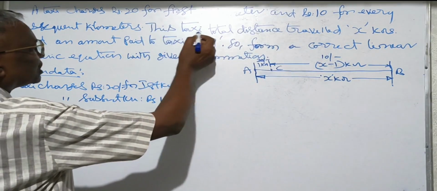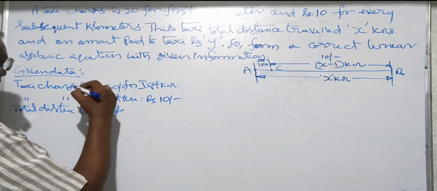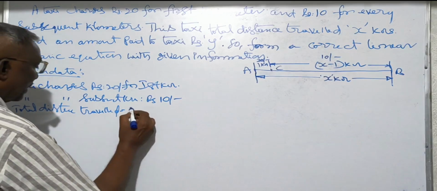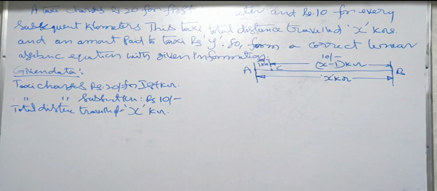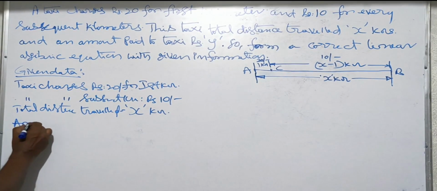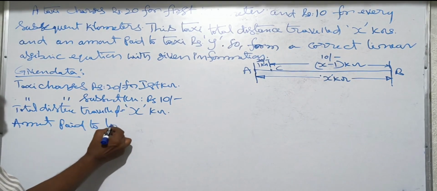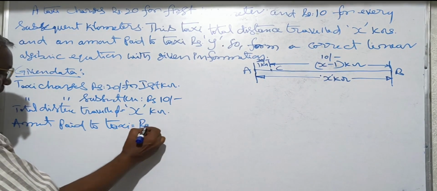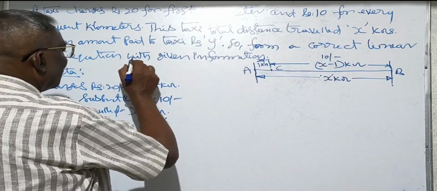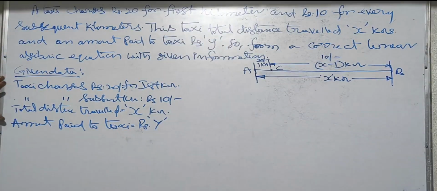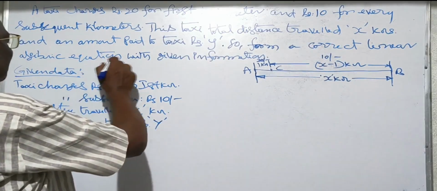Next, the total distance travelled is equal to x kilometers and the amount paid to the taxi is rupees y. So form a correct linear algebraic equation with the given information. With this given information, we must form the linear algebraic equation.